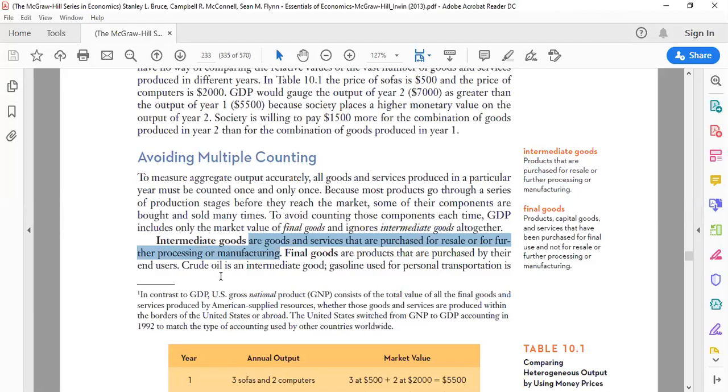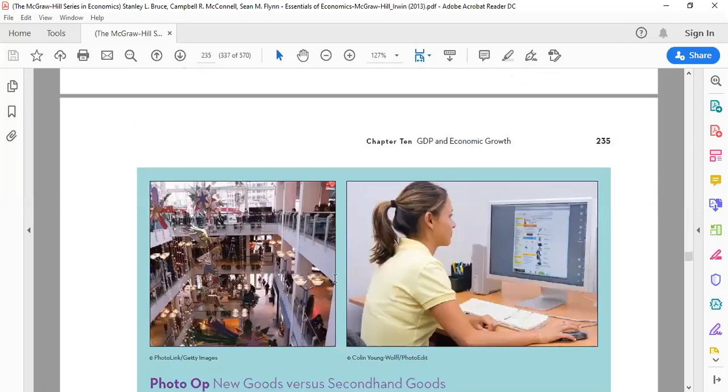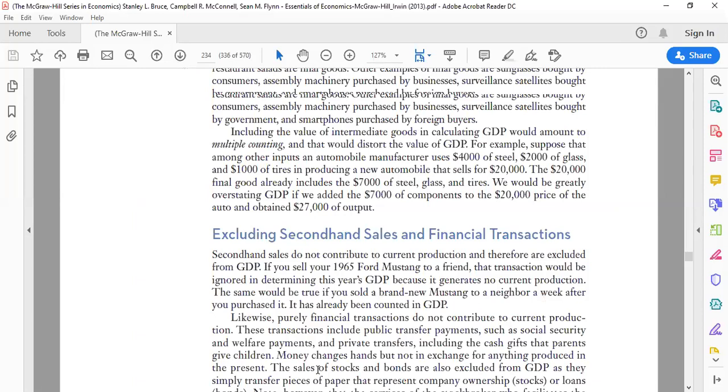Then there are final goods. Final goods are those goods which are ready for use by the consumers or by the users. While calculating GDP, we consider the value of final goods. We do not consider the value of intermediate goods. Now, how do we measure that? Let me show you.